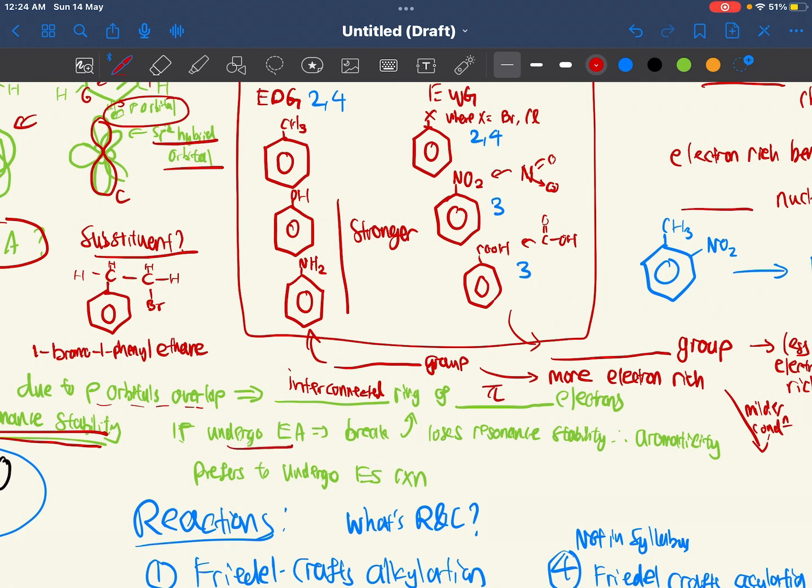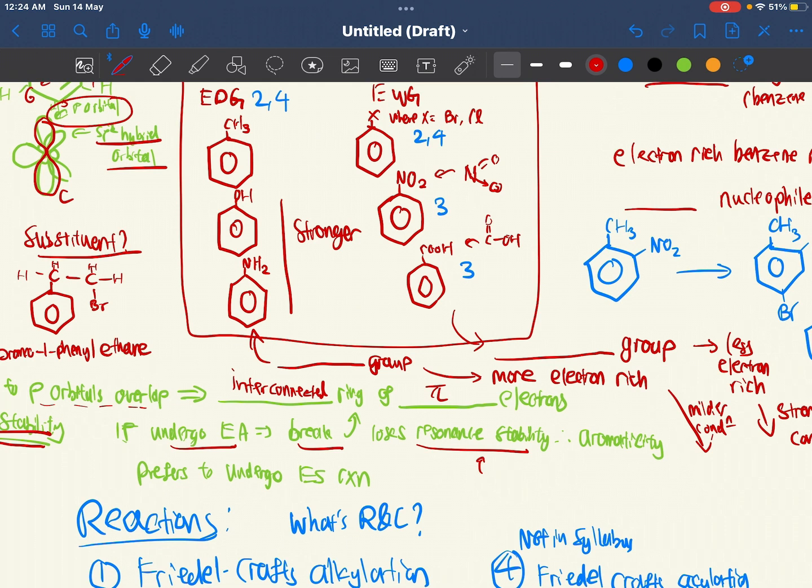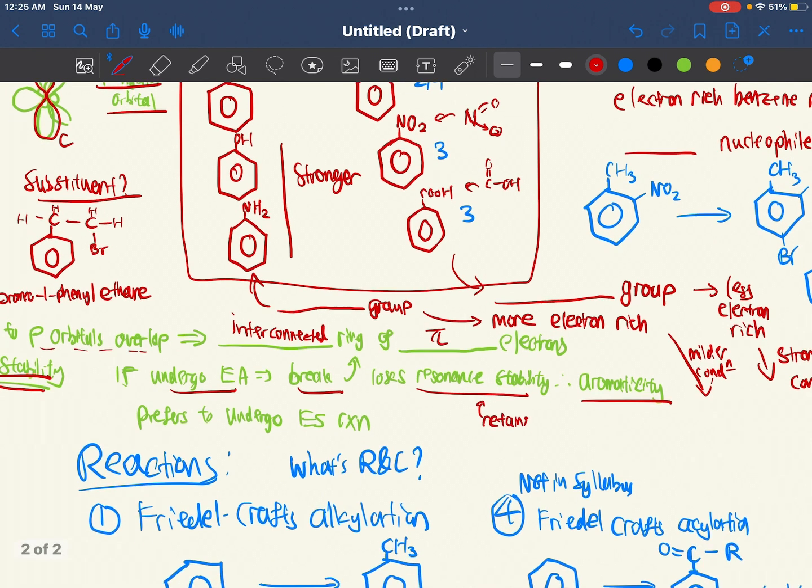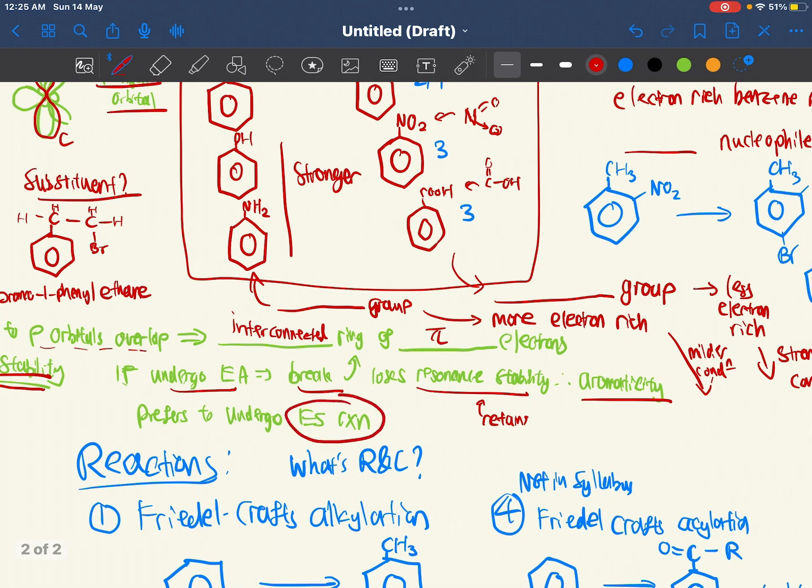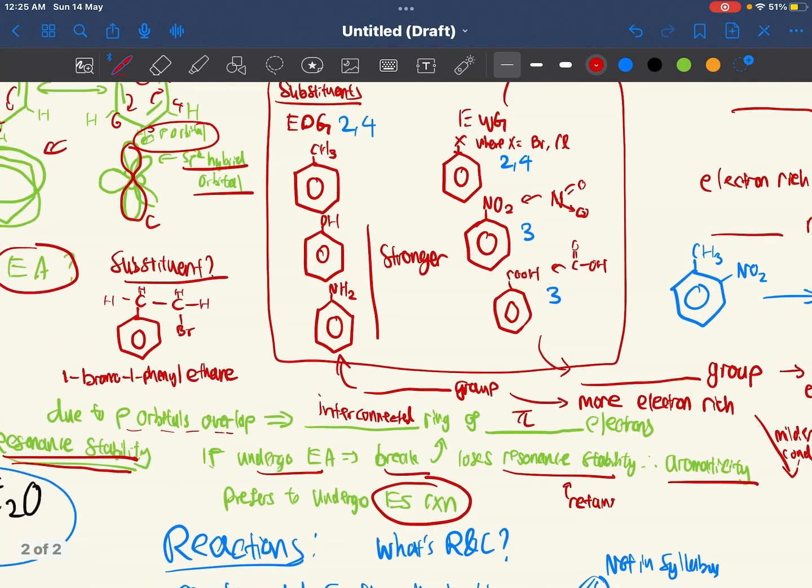If it undergoes electrophilic addition, it will have to break the interconnected ring of pi electrons and lose its resonance stability. Therefore, it prefers to retain its resonance stability and hence its aromaticity. Therefore, it prefers to undergo electrophilic substitution reactions.